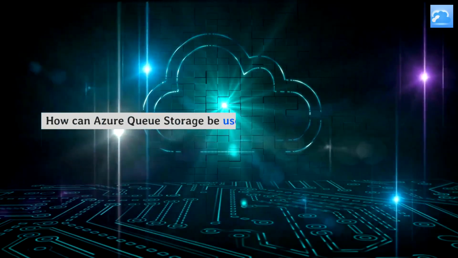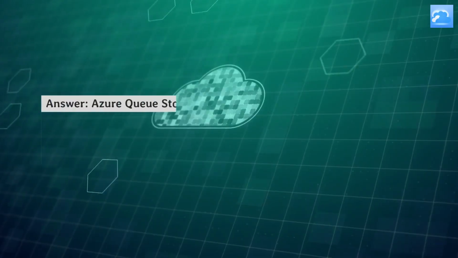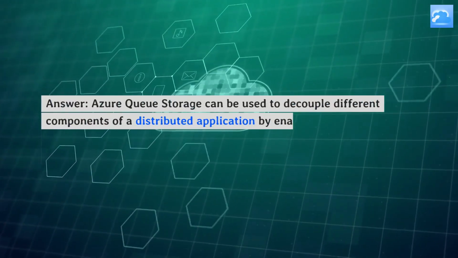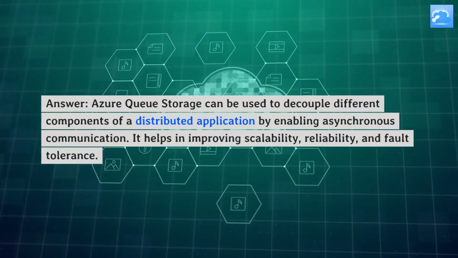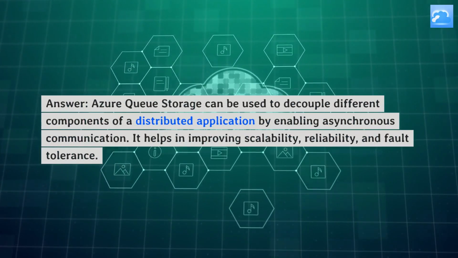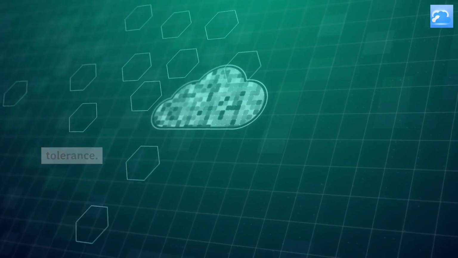How can Azure Queue Storage be used in a distributed application architecture? Answer. Azure Queue Storage can be used to decouple different components of a distributed application by enabling asynchronous communication. It helps in improving scalability, reliability, and fault tolerance.